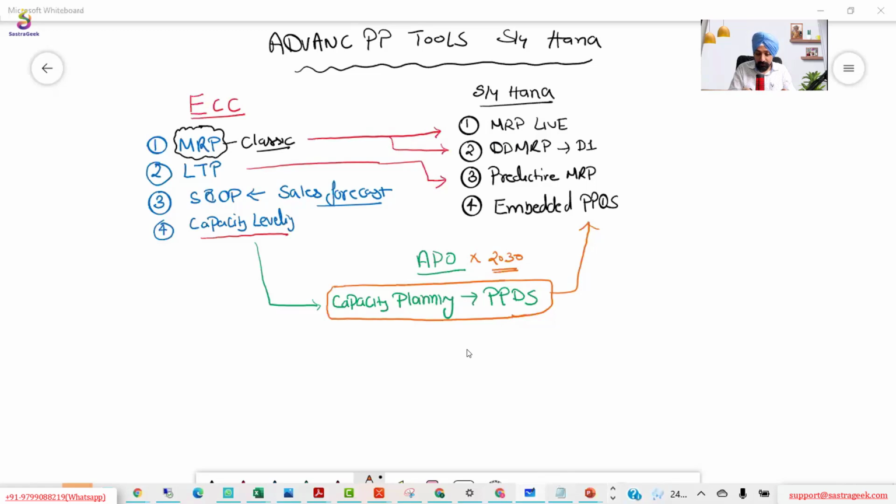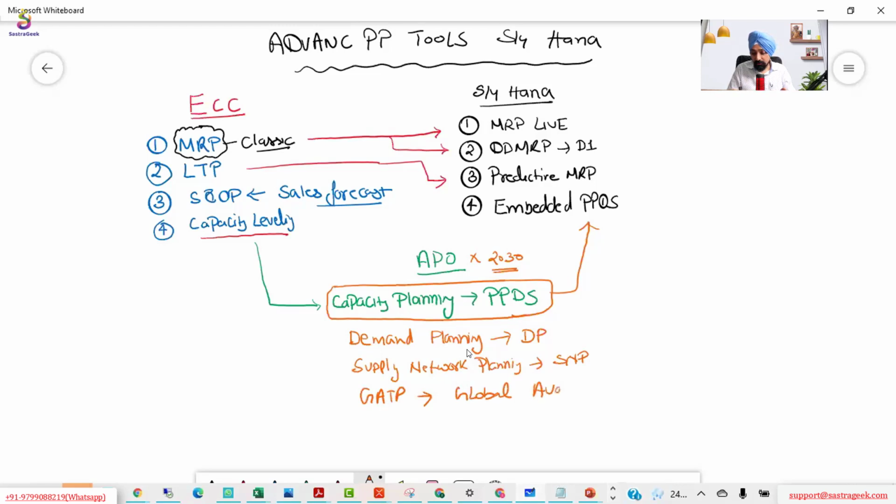So we have here DP. Apart from the PPDS, we have demand planning, which is your DP. Then we have supply network planning, which is your SNP. Then we also have your GATP, global available to promise. Now these additional functions and features are available here because the ECC was not able to fulfill them.